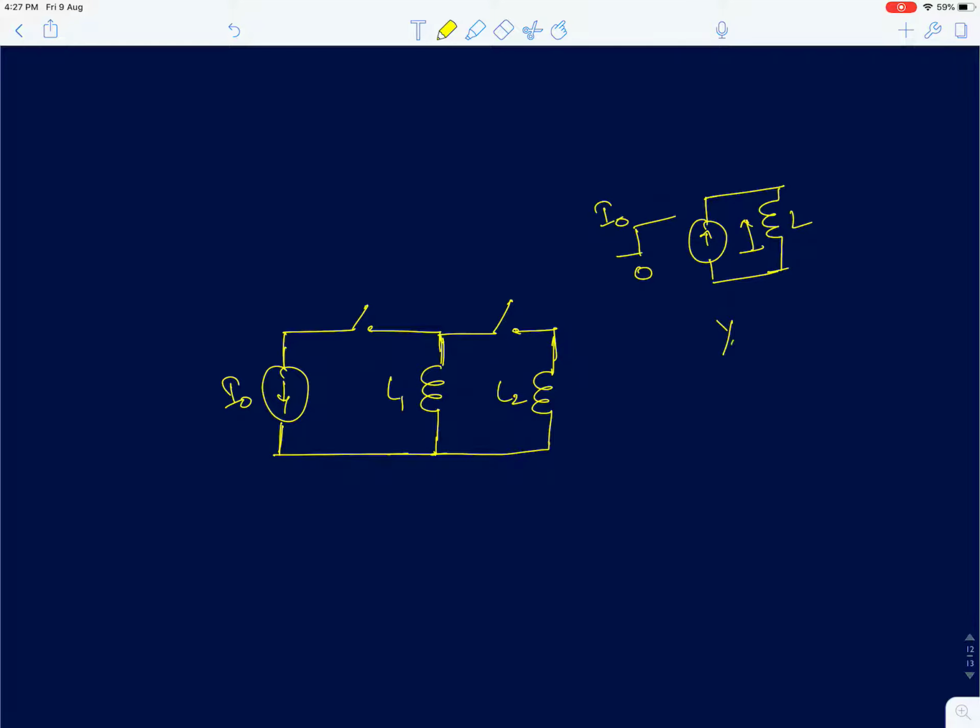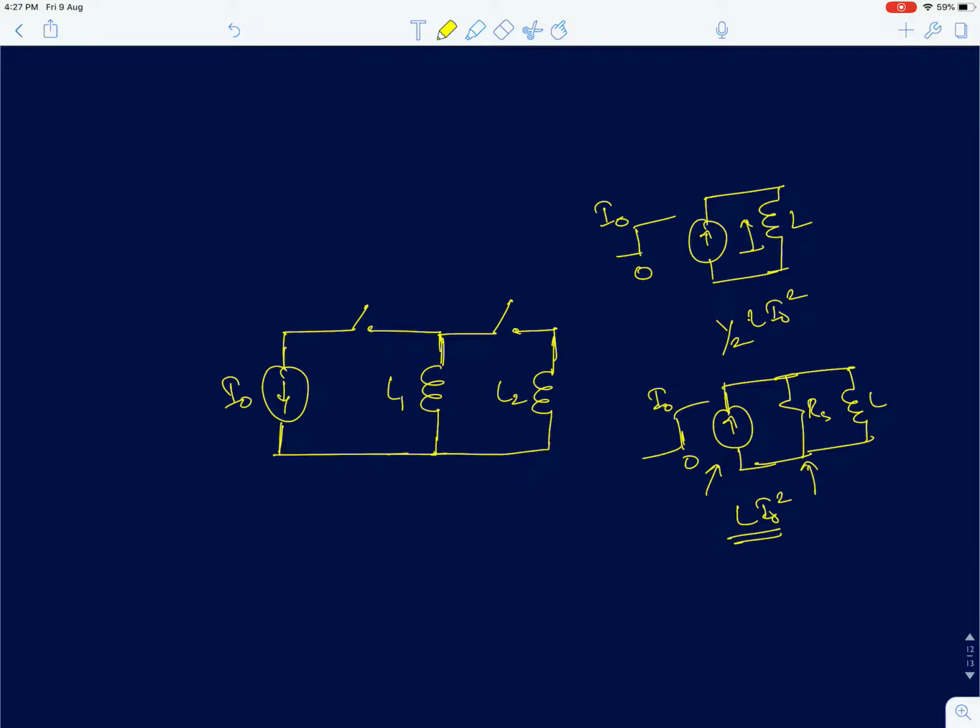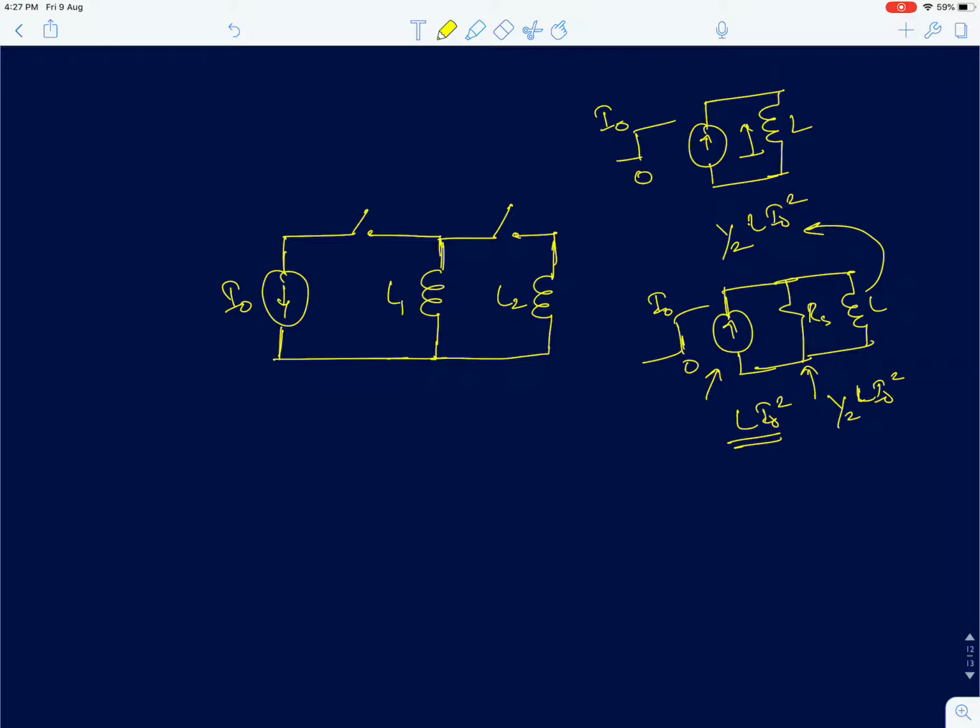We also said the energy stored in the inductor is half L I0 square, and that the remaining half of the energy actually gets lost in the resistor, source resistance Rs. The total energy supplied by the voltage source or the current source in this case is L I0 square, of which half gets dissipated across the resistor, and the remaining half gets stored in the inductor. And we said this is true even if you assume Rs as infinity.